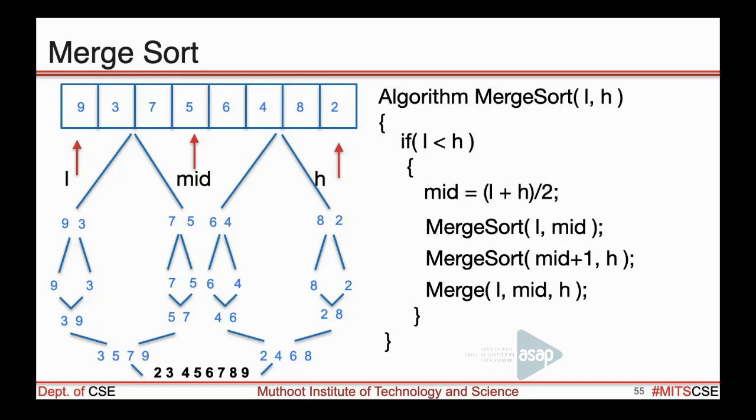So this is a divide and conquer strategy. I had a bigger problem. I divided the problem into sub-problems, the sub-problems again into sub-problems, found out the solution when the problem was small, combined the solution, and finally got the final answer. This is how merge sort works.